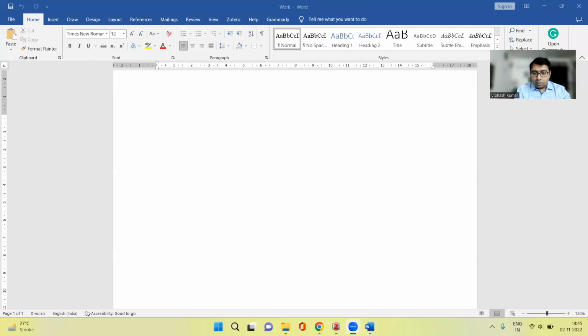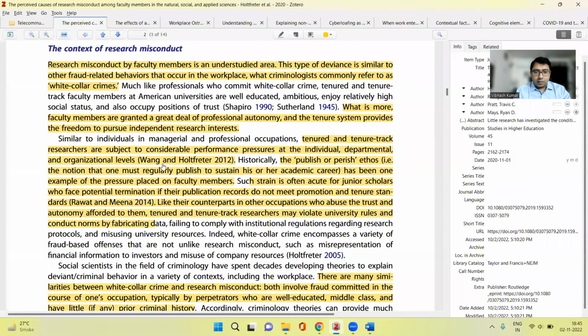So let me quickly show you how evidence is provided in academic writing. Say, for example, I'll have to share my screen. I'll be sharing it really quickly. Okay, great. So say, for example, this is what I'm reading today: the context of research misconduct.